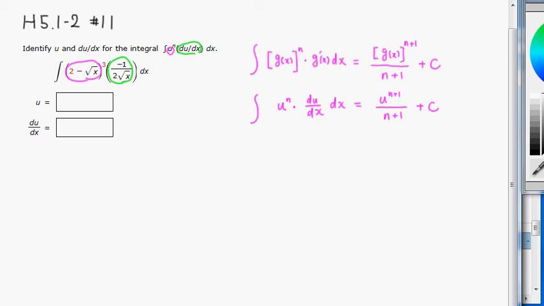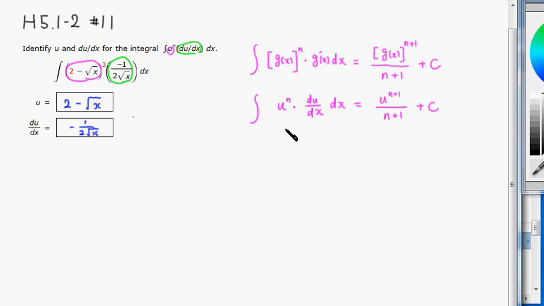So in this case, u is 2 minus square root of x, and its derivative is negative 1 over 2 square root of x. So these are the answers for this problem.